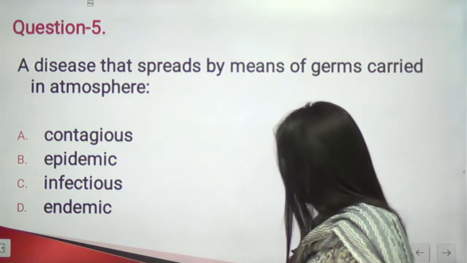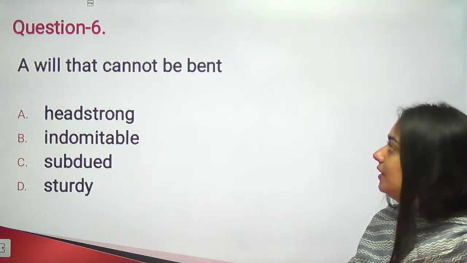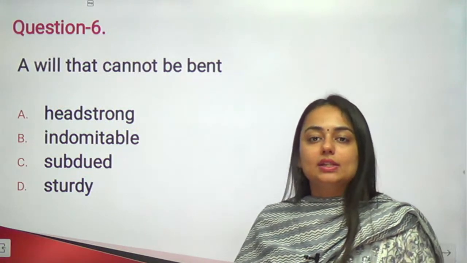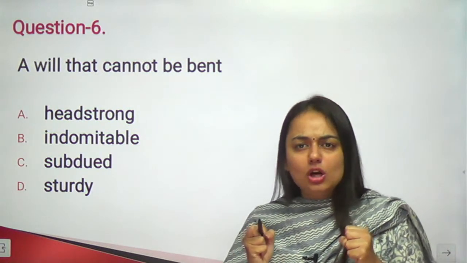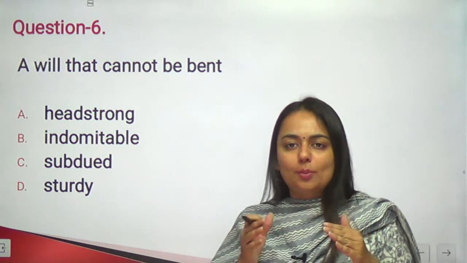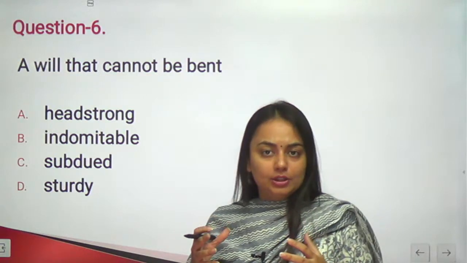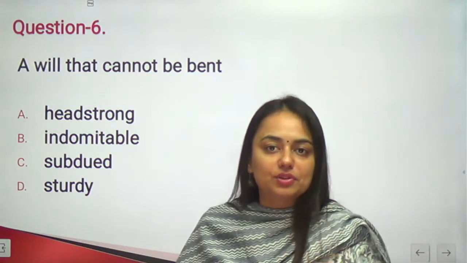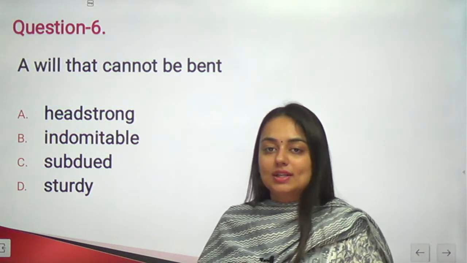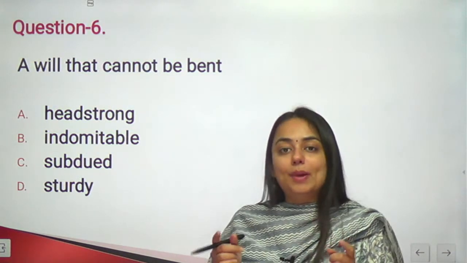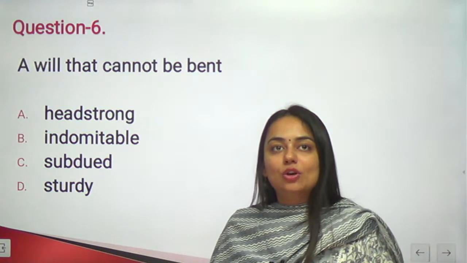Moving on to the next one. A will that cannot be bent. So if a person has a very strong will and will not deter from it or cease at a particular point of time, and you cannot waver the person from that decision, what is that known as? What is that will known as, which cannot be bent or cannot be altered?